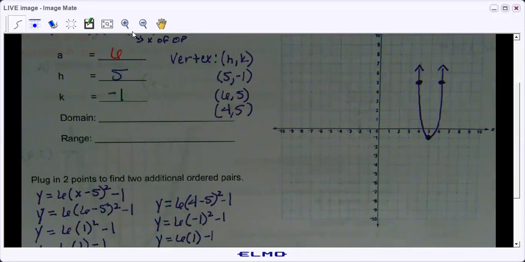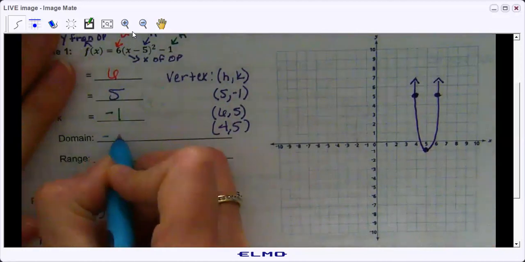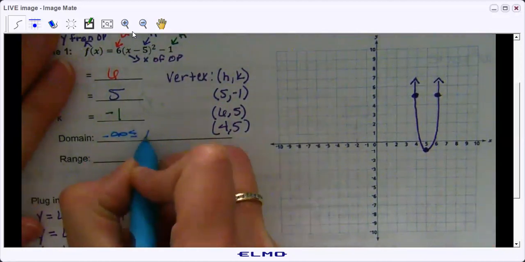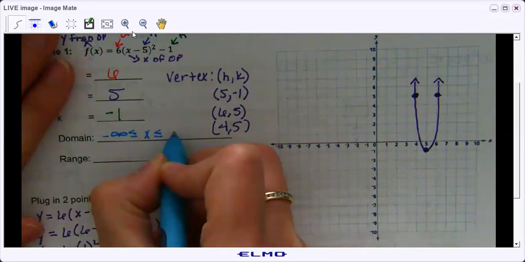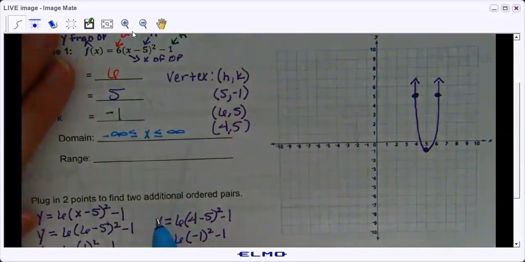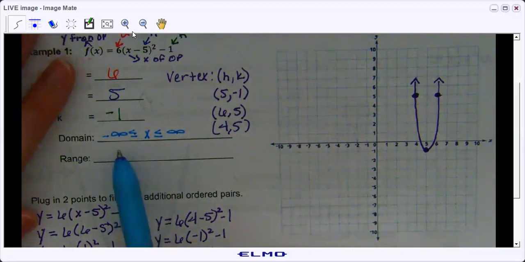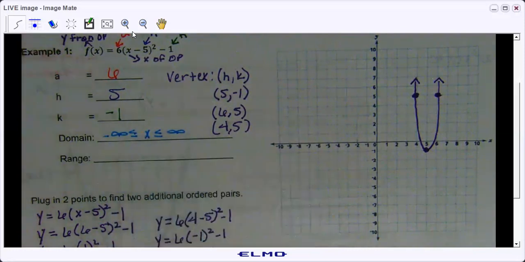All right, now we're going to find the domain and range. Okay, we're going back to what we did in the previous two lessons. What would the domain of our parabola be? Anyone? Good. No, this would be the domain. So the domain is negative infinity less than or equal to x, which is less than or equal to infinity.